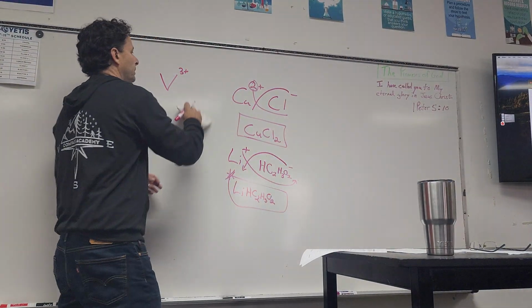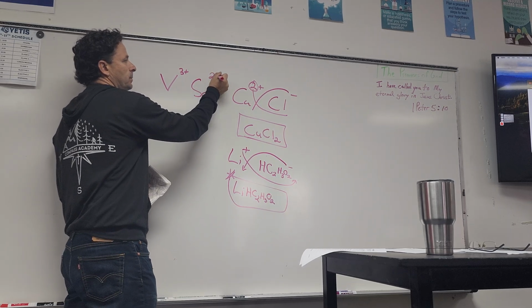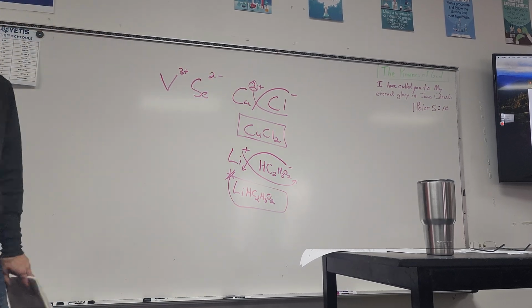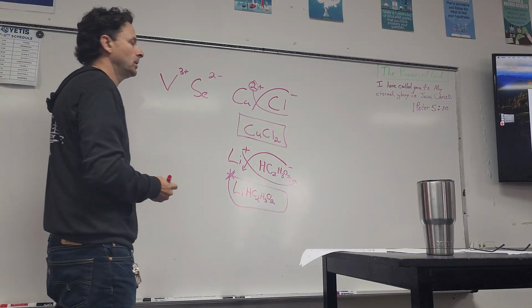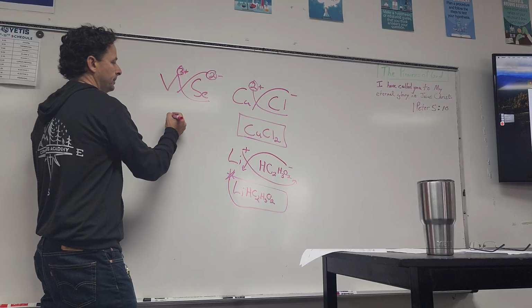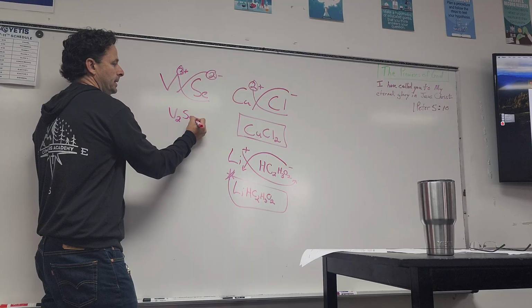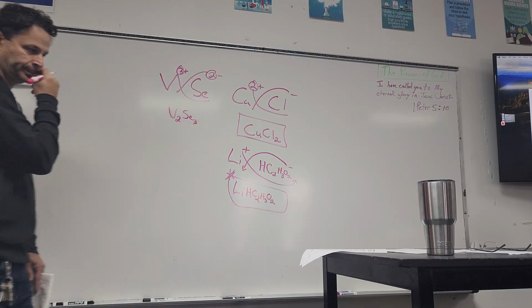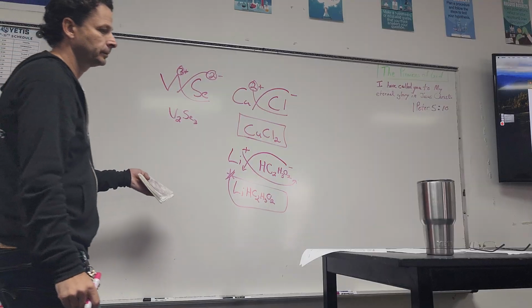Se what? 2 minus. It is always 2 minus. In group 16, it will add 2 electrons. The 2 comes here, the 3 goes there. V2Se3. We are rolling. Yeah, I'm liking it.